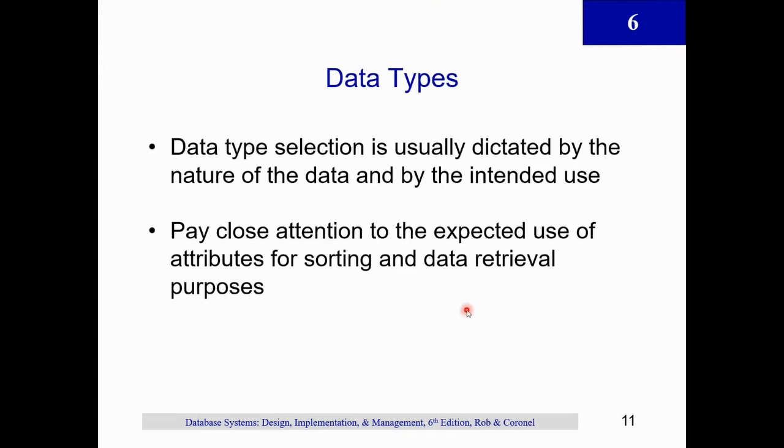And then data types. Data type selection is usually dictated by the nature of the data and by the intended use. Okay, so data type ni you familiar kan? Kita ada beberapa data type lah, mengikut kesesuaian data yang kita nak masukkan tu. Okay. Kita ada varchar, numeric, integer, and then char, and so on. Okay. Pay close attention to the expected use of the attribute for sorting and data retrieval purpose. So, proses penentuan data type ni pentinglah untuk penggunaan attribute untuk sorting dan juga data retrieval nanti.